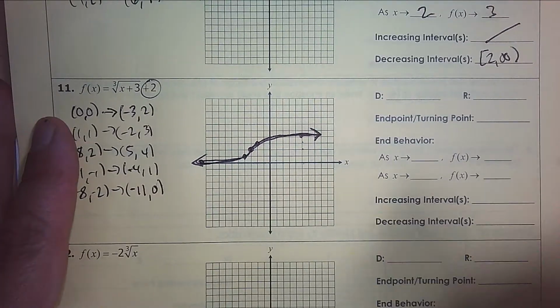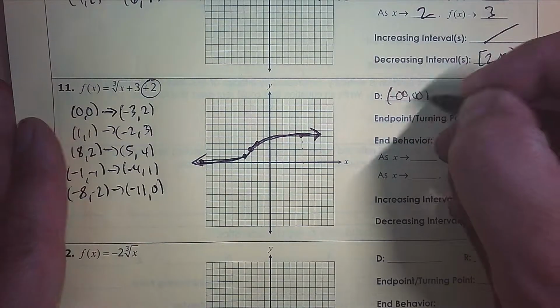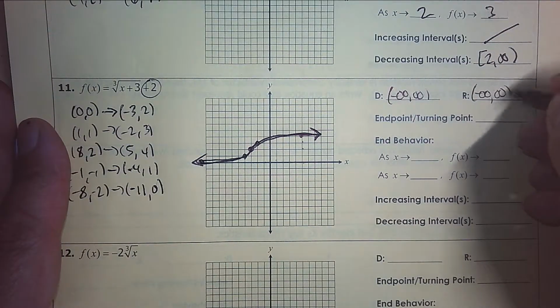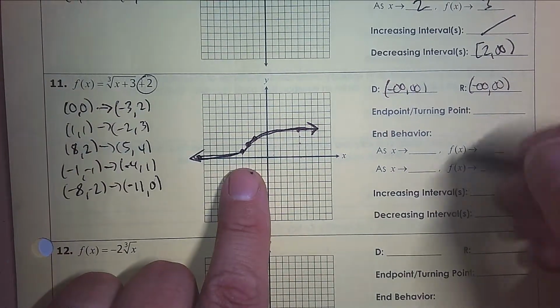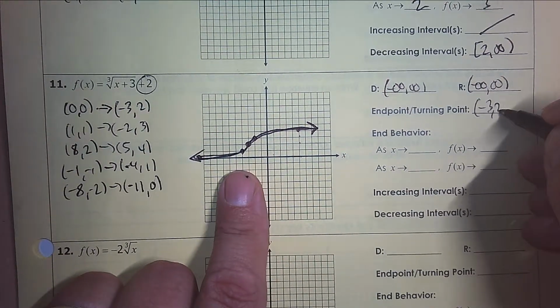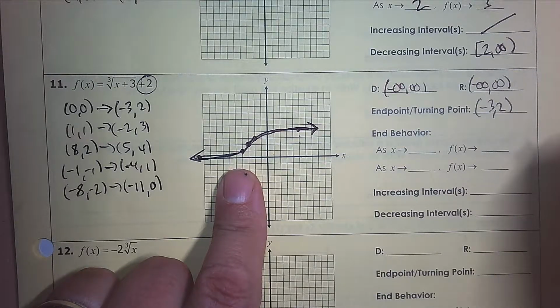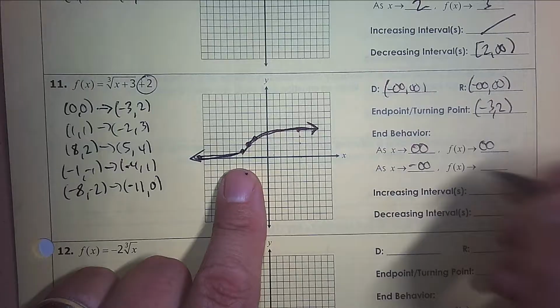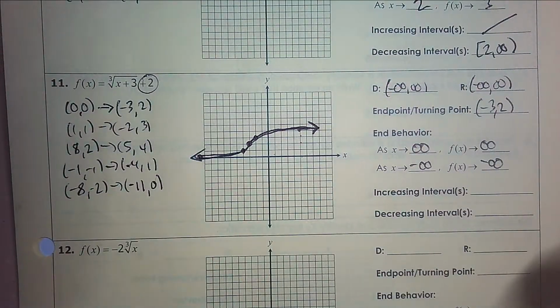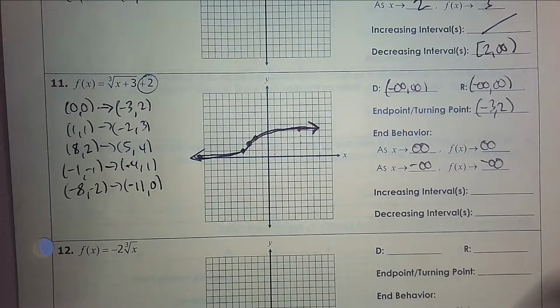This is the good news. What's the domain and range? All real numbers. It never changes. Our turning point is our point of inflection, which is at -3 and 2. As x approaches infinity, the function approaches infinity. As x goes to -infinity, the function goes to -infinity.